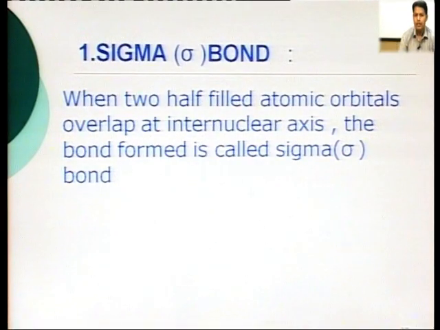A sigma bond is formed when two half-filled atomic orbitals overlap at the internuclear axis. The internuclear axis is the axis that joins the two nuclei. When they overlap at that axis which joins the nuclei, that is a sigma bond.